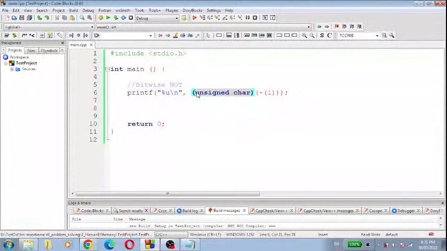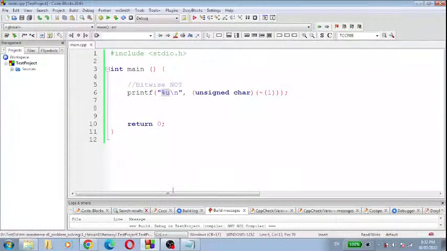I'm using unsigned character here because, as you remember, it occupies only 8 bits within the memory. It's 1 byte within the memory, and I need this 1 byte to be formatted and printed on the screen, so you can see the results clearly and I can explain very well. So now let's work on this.